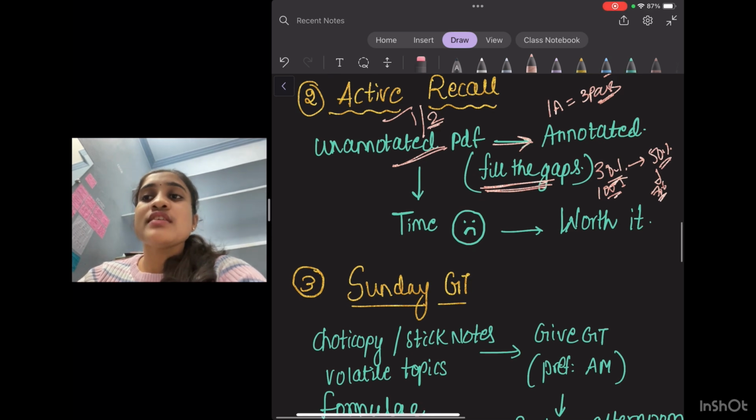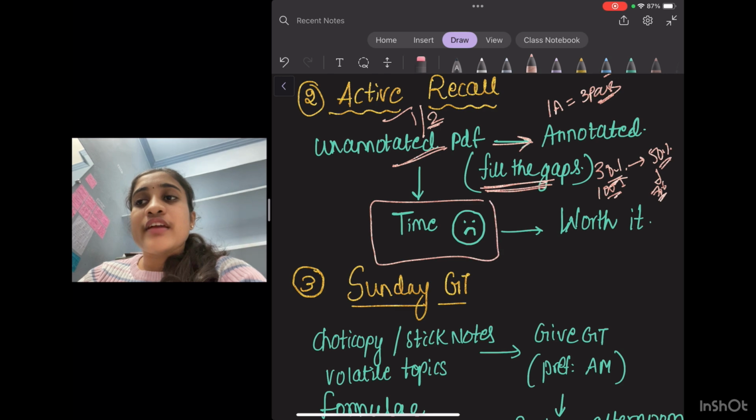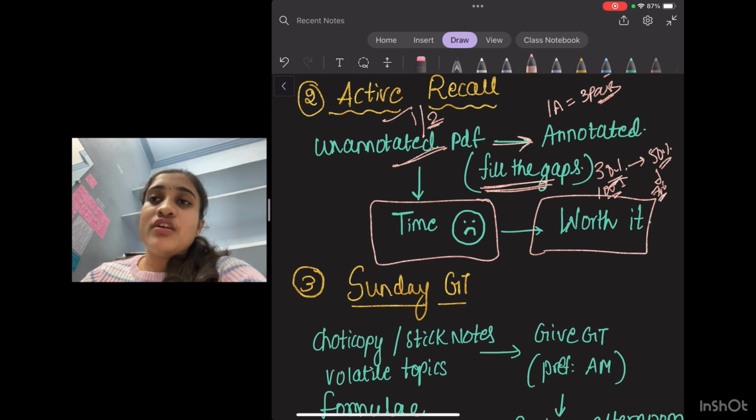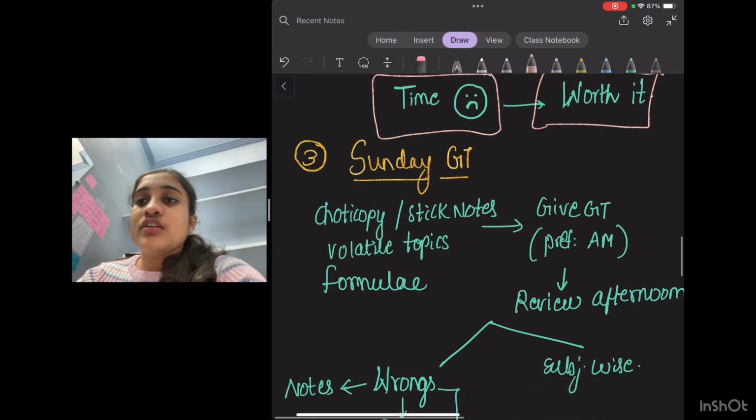So do this, but there is the time factor. Active recall takes a very long time, but finally it is worth it. So do not skip active recall, even if it is not possible doing twice, do it at least once. So active recall is really important.